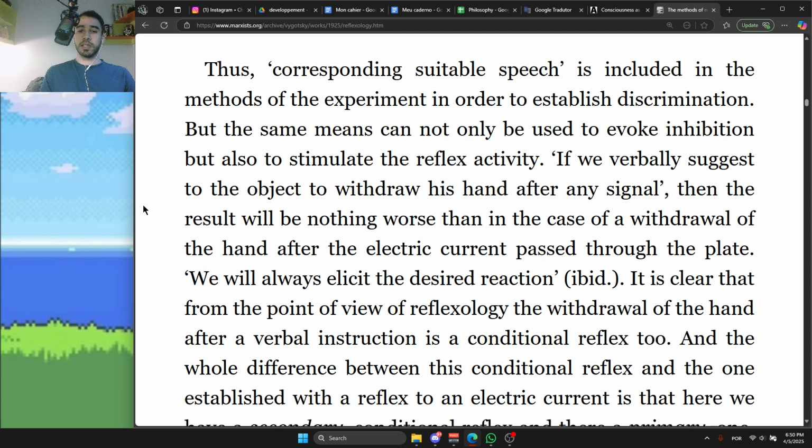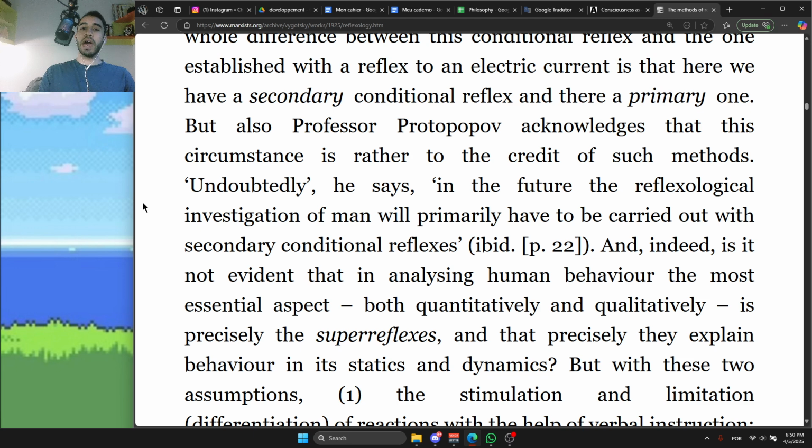It is clear that from the point of view of reflexology, the withdrawal of the hand after verbal instruction is a conditional reflex too, and the whole difference between this conditional reflex and the one established with an electric current is that here we have a secondary conditional reflex, and there a primary one. But Professor Protopopov acknowledges that this circumstance is rather to the credit of such methods.